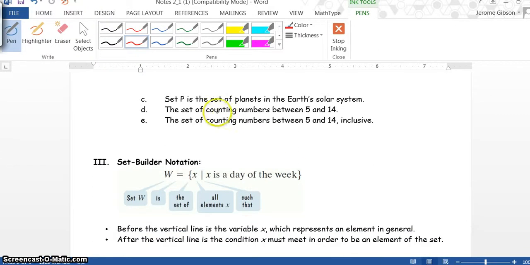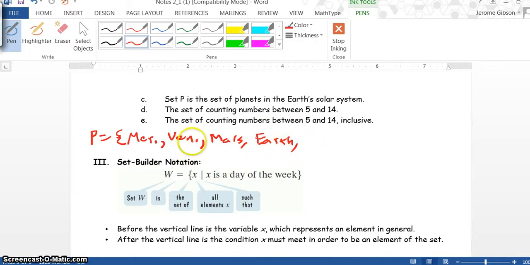So now we come to C. Set P is a set of planets in the Earth's solar system. Now, so we have P is equal to, we have our brace, and we have Mercury. I'm going to abbreviate. We have Mercury, Venus, Mars. We could list the Earth still, because Earth is in its solar system.